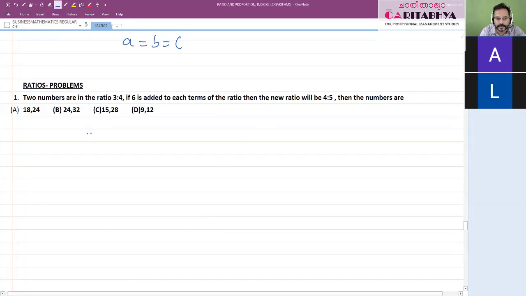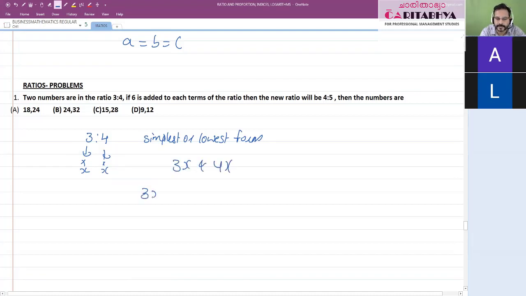Two numbers are in the ratio 3 is to 4. That means the ratio is in its simplest or lowest form, 3 is to 4. According to the first property of ratio, both the terms of the ratio can be multiplied or divided by the same non-zero number. So we take x as a non-zero number and multiply. That means the actual numbers are 3x and 4x.